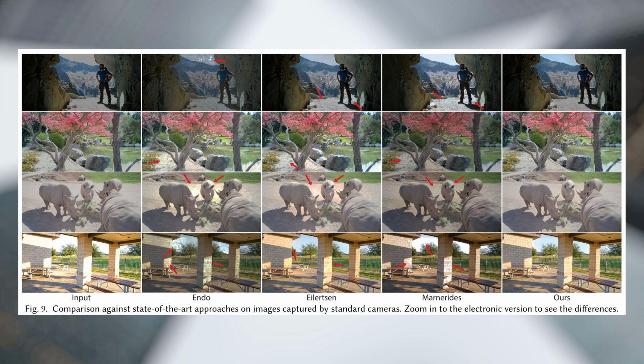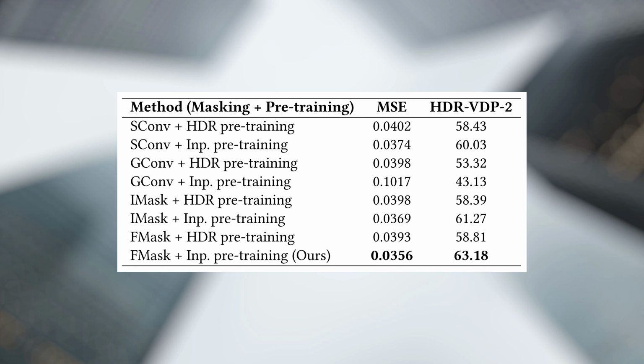When compared on images captured by a standard camera, this method was able to synthesize artifact-free images compared to the other methods. The masking and pre-training method proposed by this paper outperforms other methods in terms of mean squared error and HDR-VDP2, where SConv, GConv, IMask, and FMask refer to standard convolution, gated convolution, input image masking, and full feature masking.